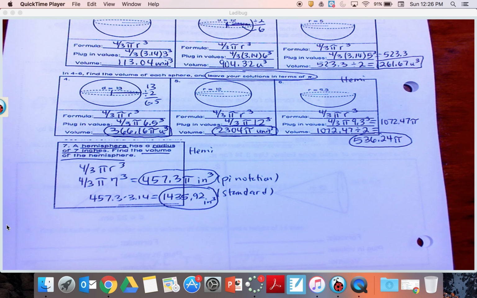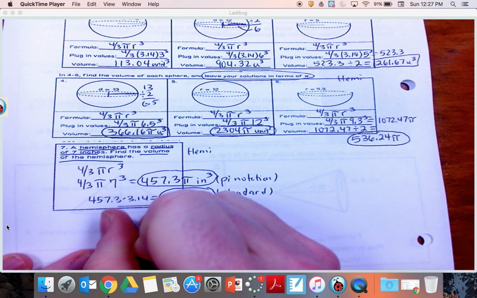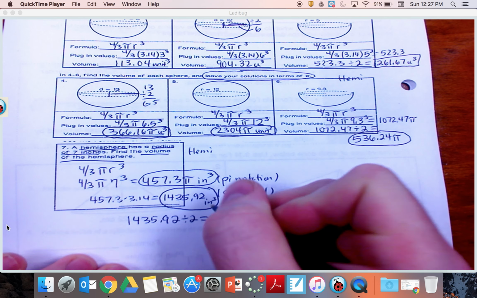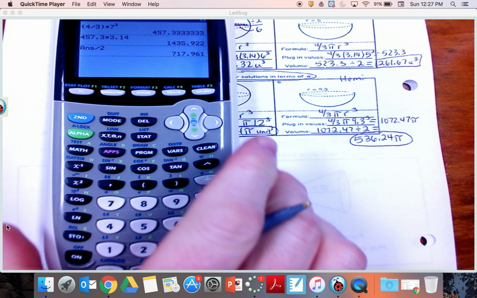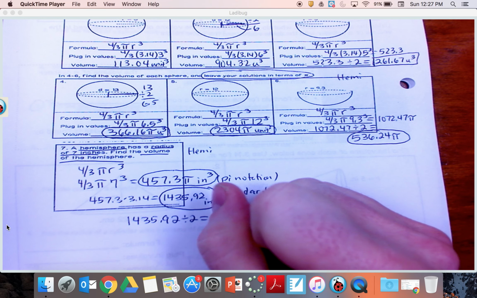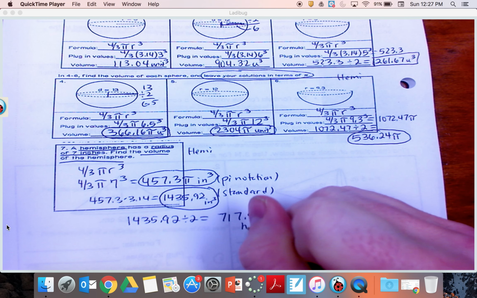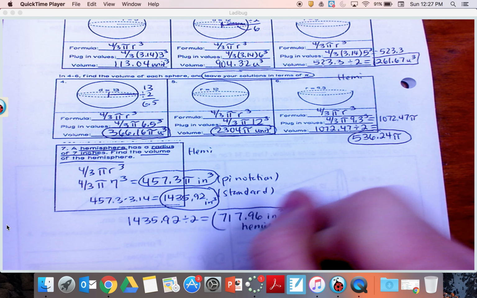Now remember, I needed to do one last thing here because that's just the volume of a sphere. What's the thing that I got to do last? Well, I got to take both of these and divide it by 2. So if I take my solutions there and divide that by 2, to find the hemisphere, I get 717.961 inches cubed. That's the hemisphere. So there's my solution there as a hemisphere.